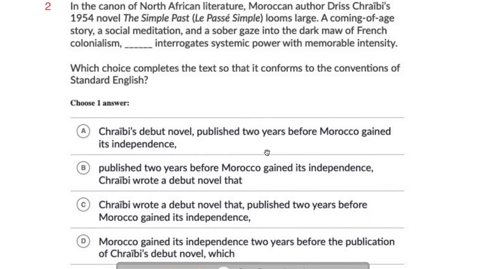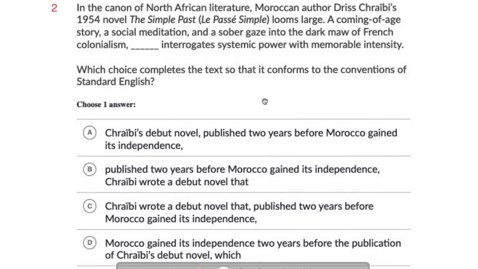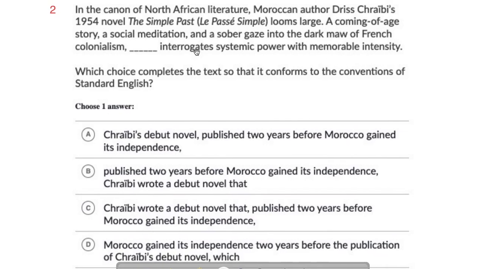And then this one is going to be another dangling modifier question. In the canon of North African literature, Moroccan author so-and-so's novel looms large. A coming-of-age story, a social meditation, and a sober gaze into the dark maw of French colonialism, blank interrogates systemic power with memorable intensity. Okay, so that's a complex modifier in that it is a listing of several items at once, but that's okay.